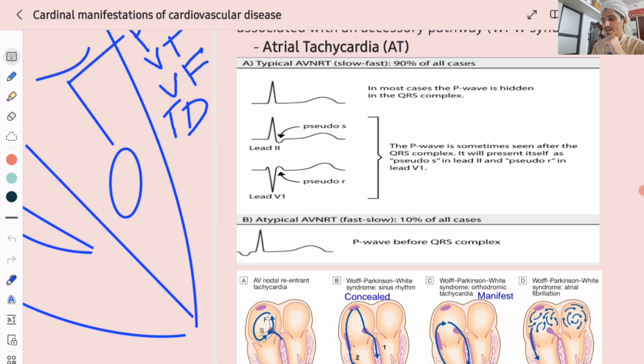In atypical AVNRT, in 10% of cases, the P wave will occur just before the QRS complex, and see, it is inverted. It is not a typical normal P wave. Just before the QRS complex, you are seeing the P wave.